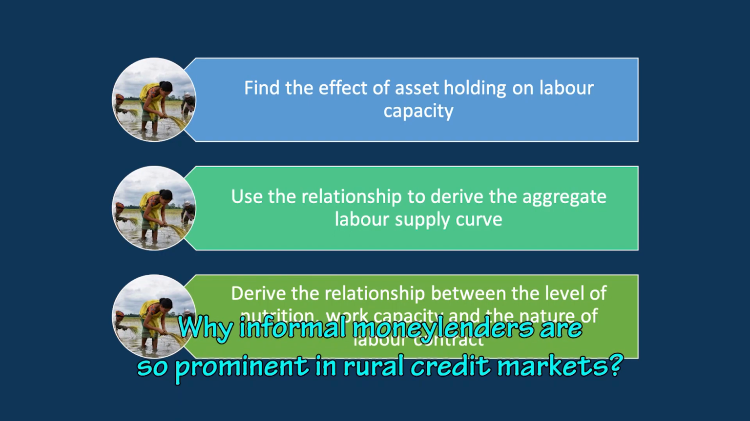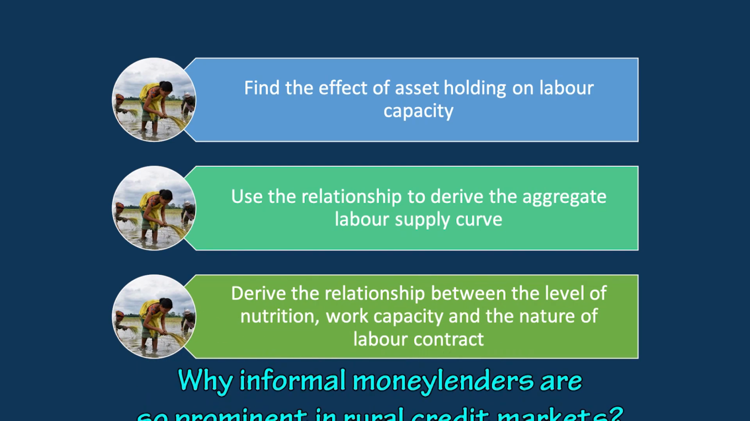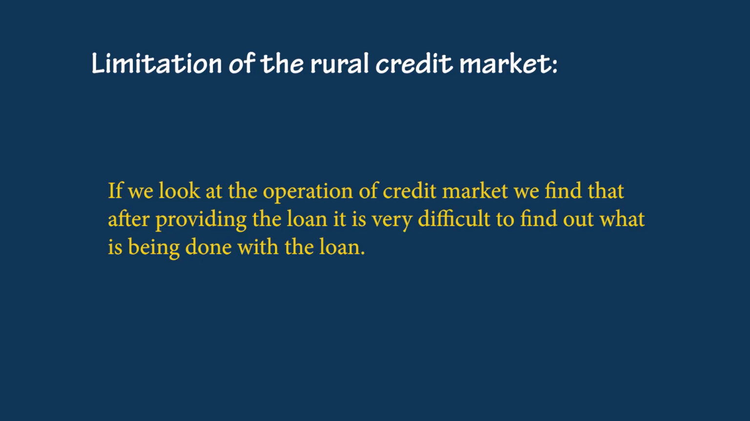Now, given this, the next question that arises is, why are informal moneylenders so prominent in rural credit markets? The dominance of the non-institutional form of credit in the rural market can be attributed to certain problems that exist in the rural credit market. If we look at the operation of the rural credit market, we find that after providing a loan, it is very difficult to find out what is being done with the loan.